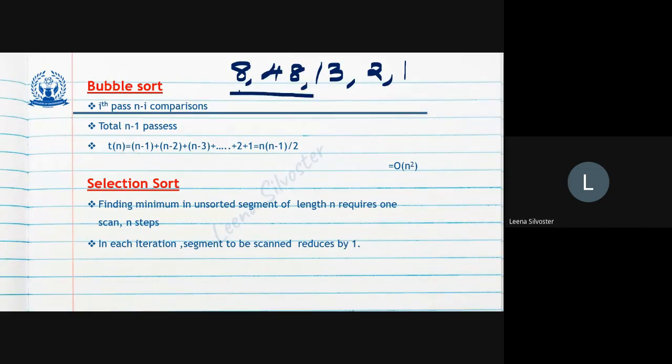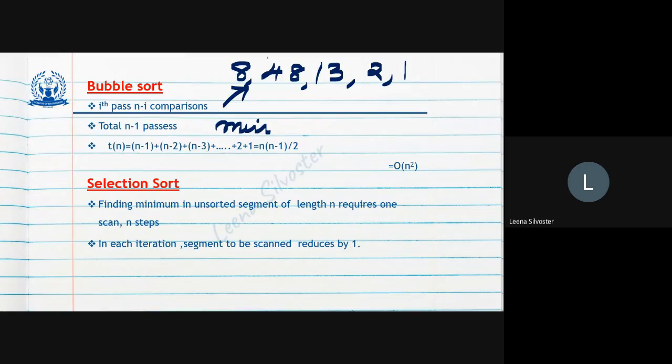Just one scan. We have to compare each and every element in this set. How many comparisons are needed? Actually, what is the procedure for doing this selection sort? First, we will set this 8 as a minimum value.